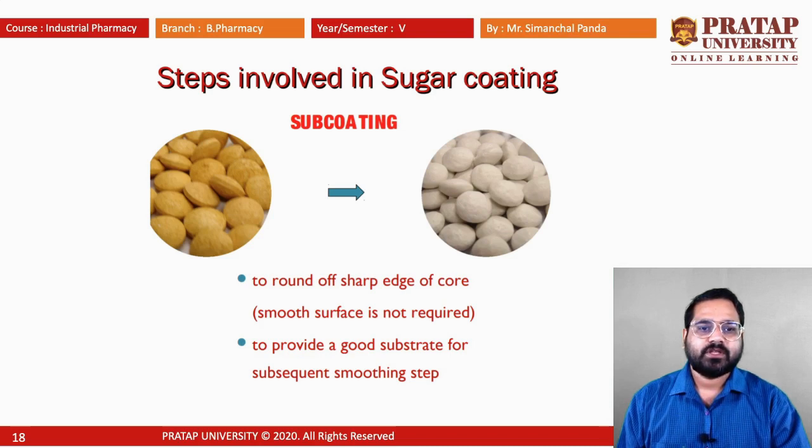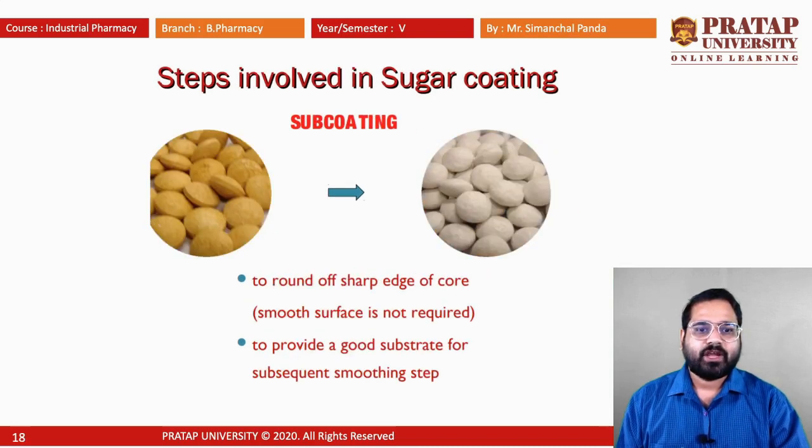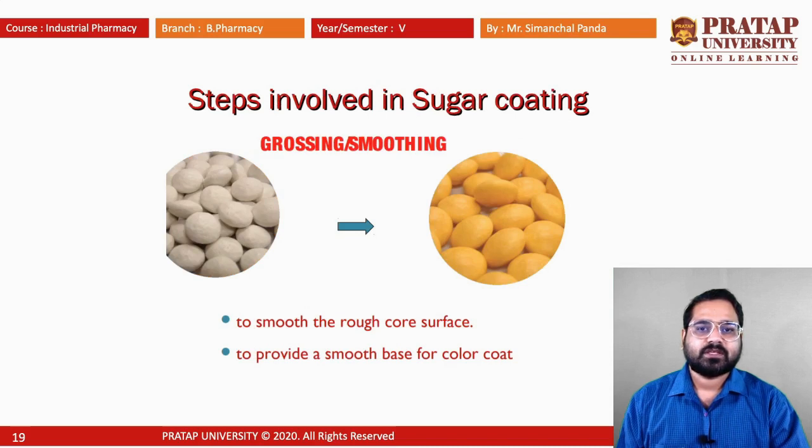Generally we have seen in this diagram, see this picture, the surface after the seal coating, the tablet surface is not even. So to avoid the gap, we make the shape round, and generally we use the subcoating to provide a good substrate for the subsequent smoothing step. The next one is known as glossing or smoothing. In this step, the rough surface of the core material will be smoothened to provide a smooth base for the color coat. We have seen that if the outside surface is not smooth, even after the coating, the surface may look uneven. To make an elegant shape, the glossing or smoothing has to be done.